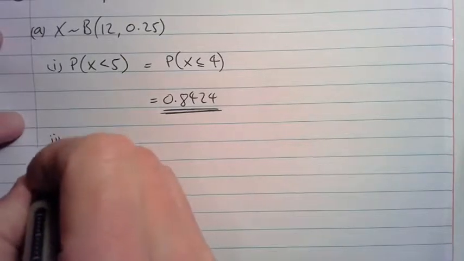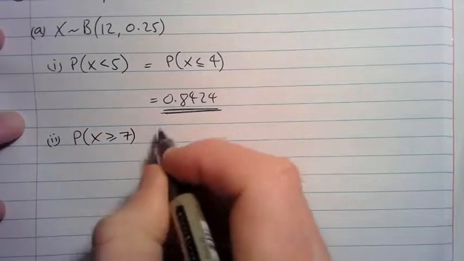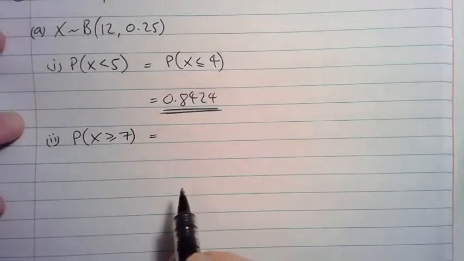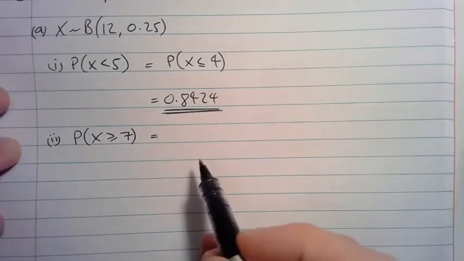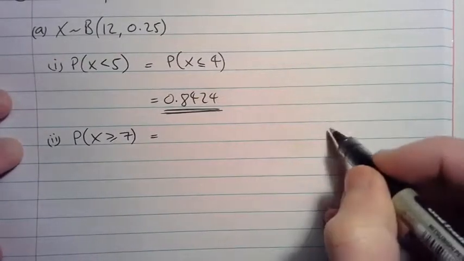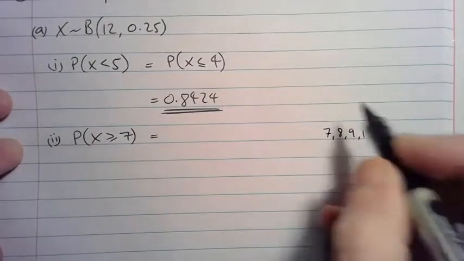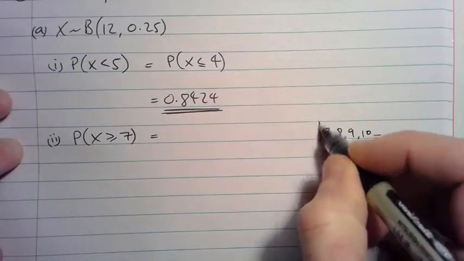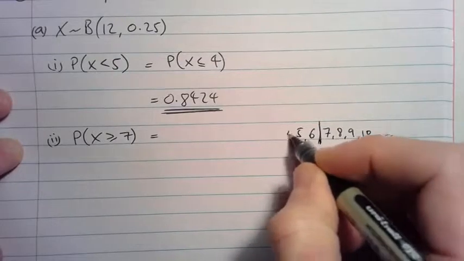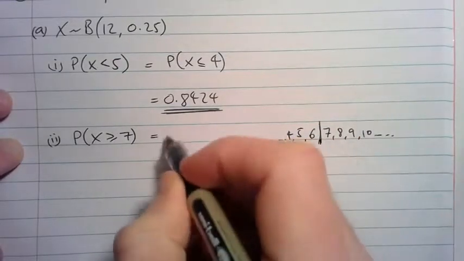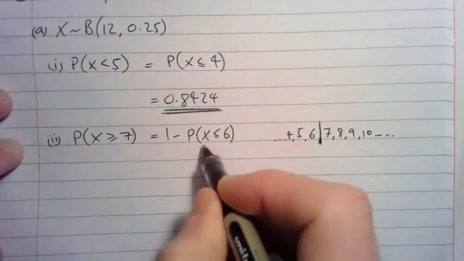Okay, part 2. This time we're looking for the probability that x is greater than or equal to 7. Well, if it's greater than or equal to 7, that's kind of the wrong way around. We need it to be a less than or equal to problem. If it's greater than or equal to 7, what can it be? Well, it can be 7 or 8 or 9, etc. What can't it be? It can't be 6 or 5 or 4, etc. So, that's to say that it can't be x less than or equal to 6.